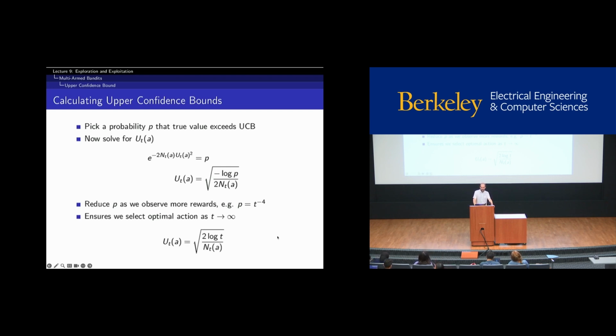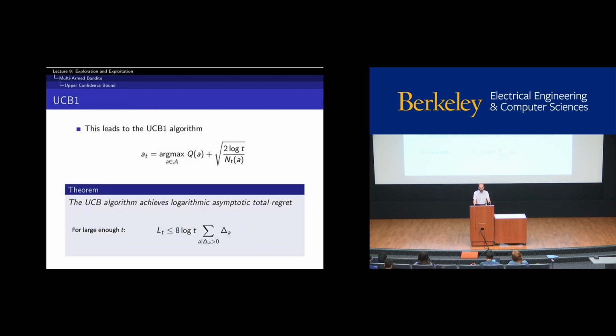Okay. So this ensures that we're focusing on optimal actions, but we actually never stop exploring any given action. It's just that for the really bad ones, we explore them not very much at all. So here is the UCB algorithm, well, one version of the UCB algorithm.